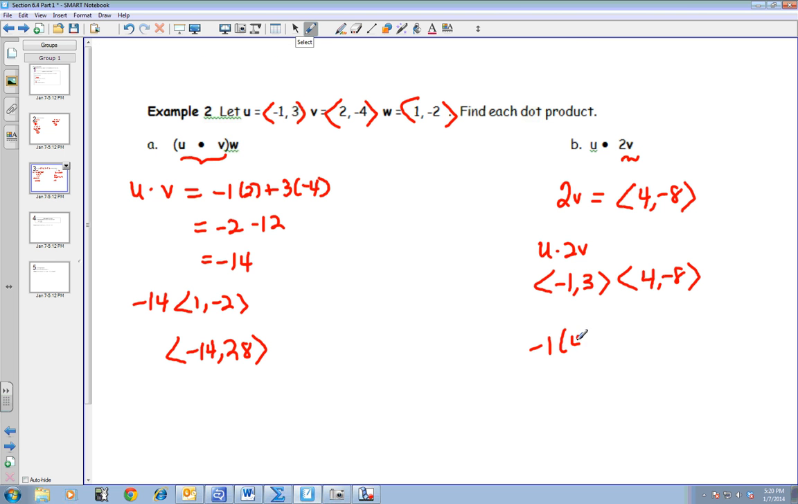Negative 1 times 4, because I'm multiplying my first numbers together, plus 3 times negative 8. So negative 4 minus 24, so my answer is a scalar this time, negative 28. All right, so pretty easy stuff.